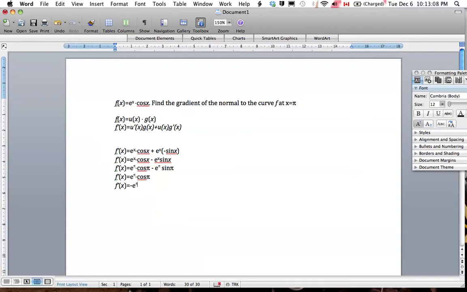So taking the negative reciprocal of that, we would get 1 over e to the pi, which is the answer. That is the gradient of the normal at x equals pi.